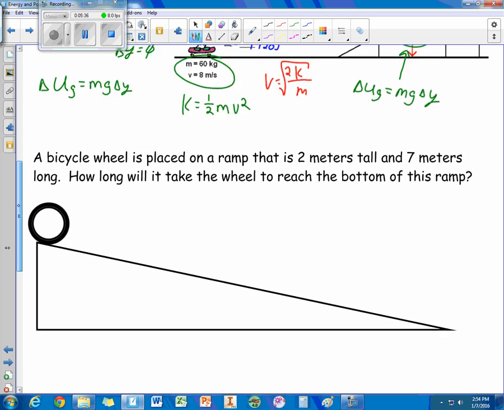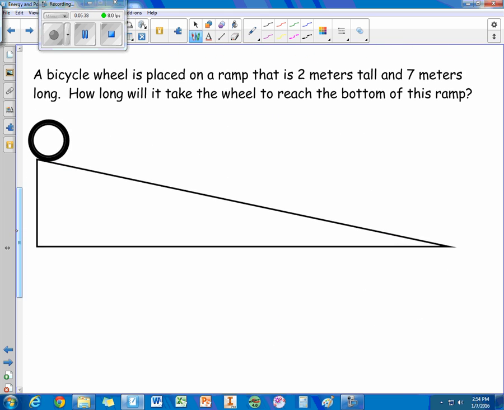All right, let's take a look at another example. Here we have a bicycle wheel that's been placed on a ramp. The ramp is 2 meters tall, 7 meters long. And I want to know how long, so that's a time question.